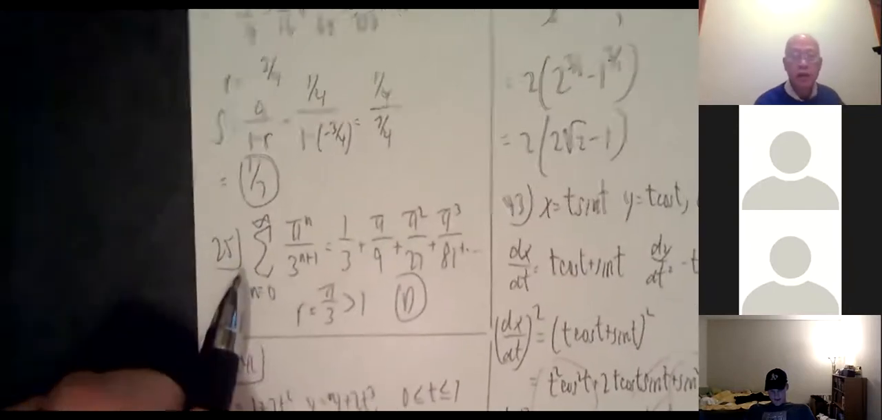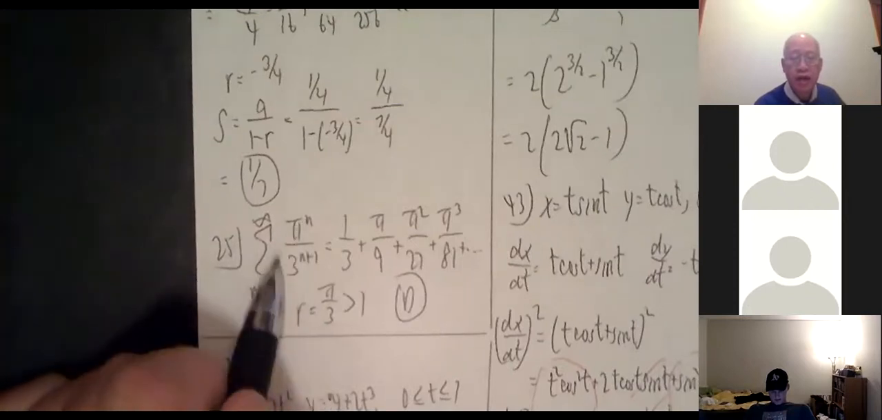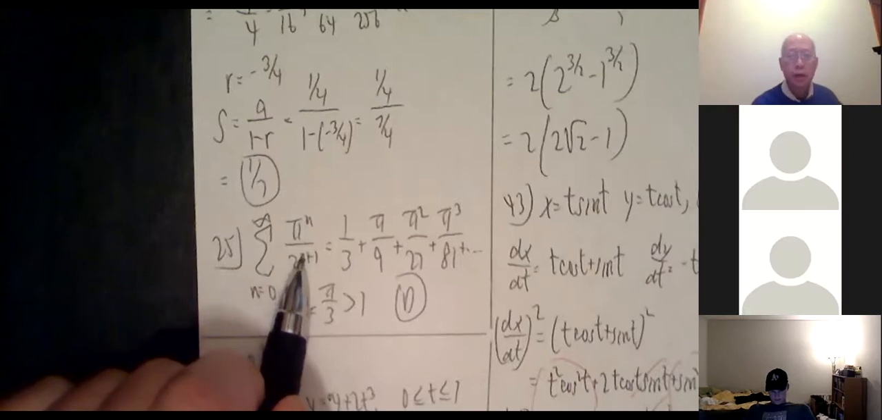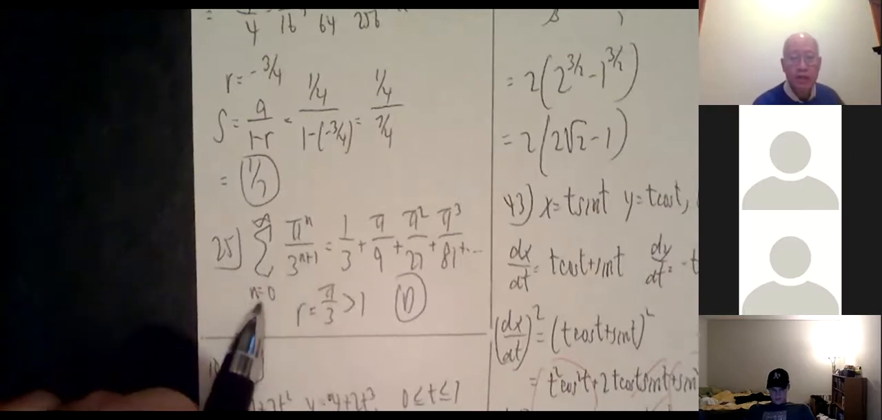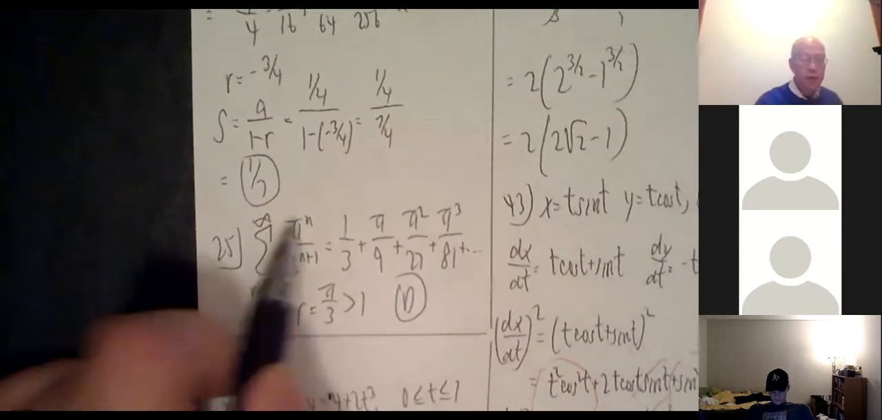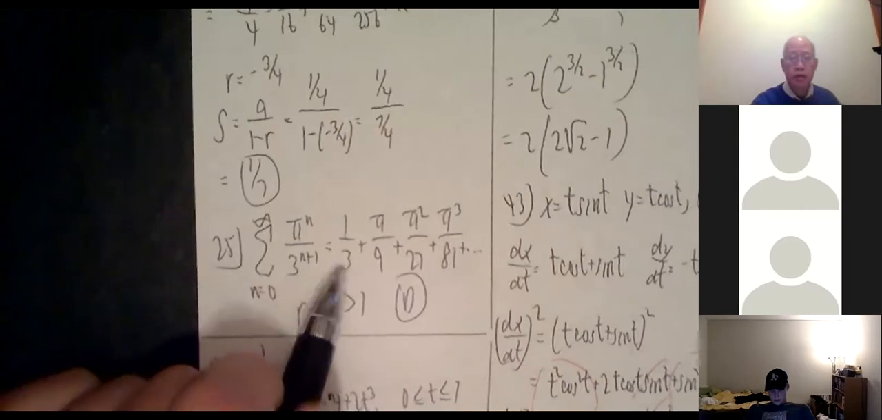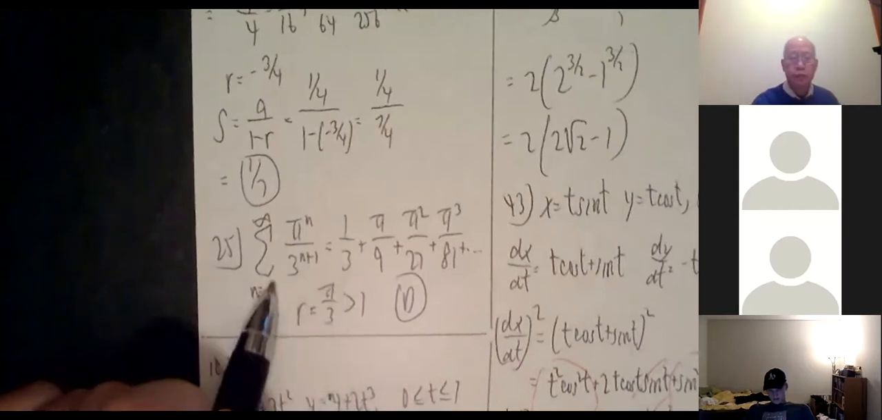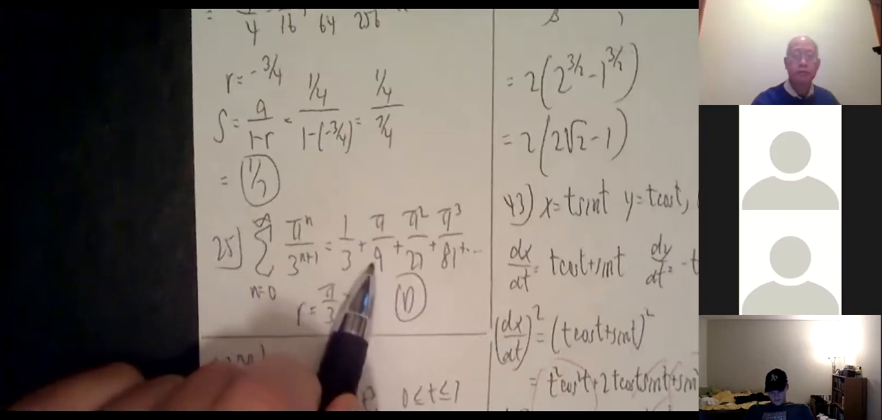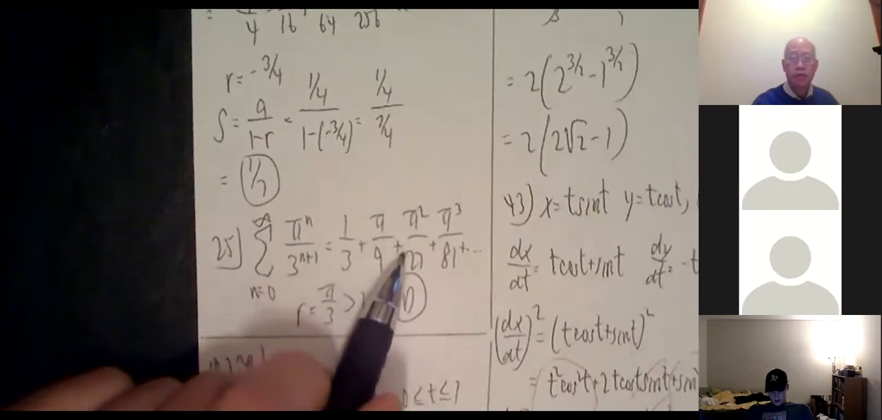All right, 25. Summation n equals 0 to infinity of pi to the n over 3 to the n plus 1. So I plug in 0. Notice this time they're starting at 0. That's allowed. Pi to the 0 is 1. 3 to the 1 is 3. So 1/3. Plug in 1. Pi to the 1 over 3 squared is 9. Plug in 2. Pi squared over 3 cubed is 27.